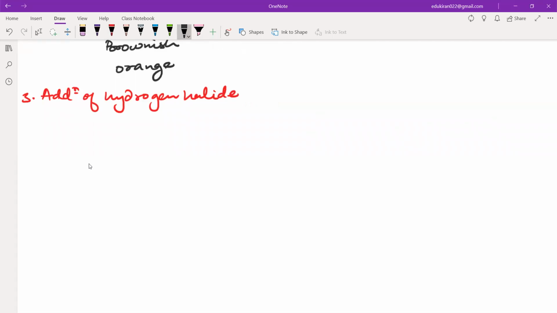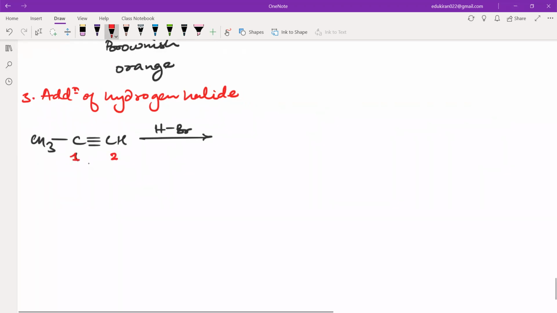Okay. Hydrogen halide. So we have CH3, C triple bond CH. Now, if I'm going to add HBr here, so tell me guys, Br will attach on which carbon? First carbon or the second carbon? Is my voice breaking, guys? Khalid, Salman? No, sir. No, okay.